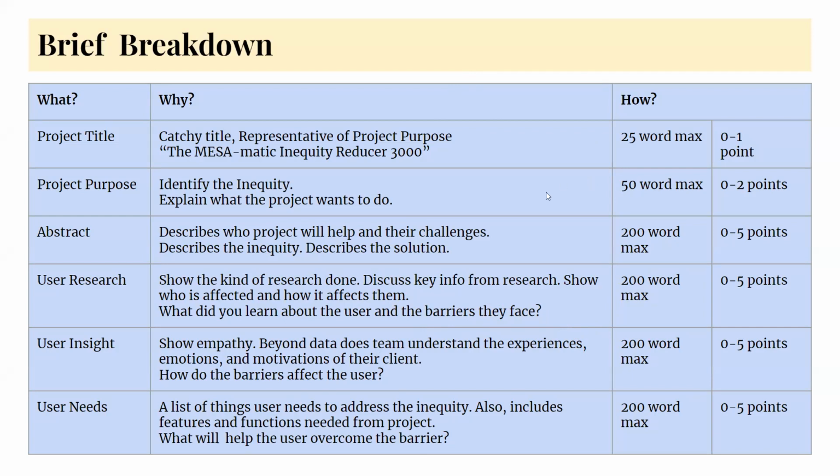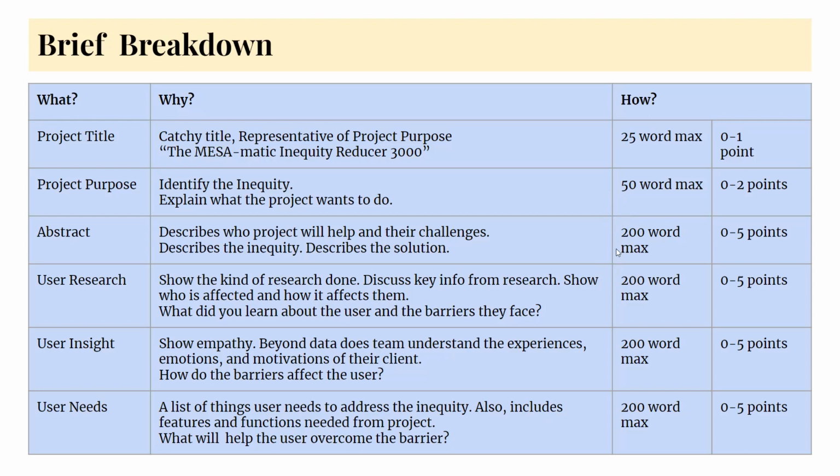So the first part is just a title, right? It's a catchy title. It's something that might draw them in, or pique the interest of the reader. It should be representative of the purpose, which is the next piece, right? So example, the MESA Inequity Reducer 3000, right? So it's like, oh, okay, so it's supposed to reduce inequity. That sounds interesting. I wonder how it's going to do that. And then you get to the next point.